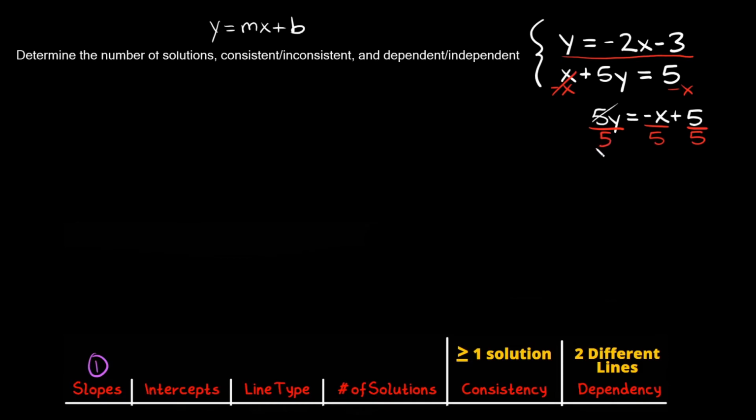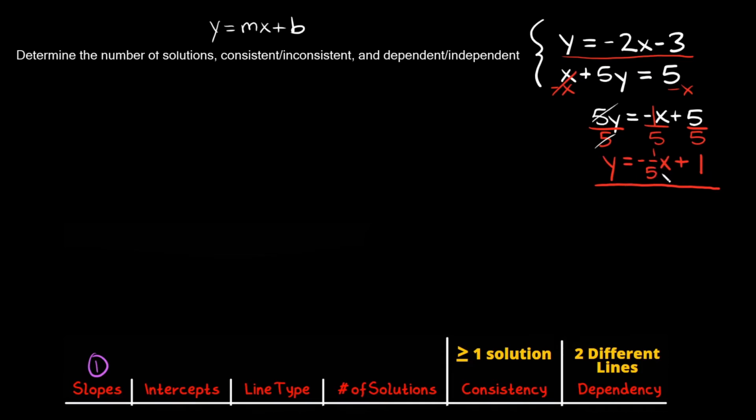Then these 5's cancel out, so we're just left with y is equal to negative x divided by 5. You can also write this as negative 1x divided by 5, and negative 1 divided by 5 is just negative 1/5. So negative 1/5, and then we have the x at the end. And here, 5 divided by 5 is equal to 1. So here is our second equation in slope-intercept form: y is equal to negative 1/5 x plus 1.